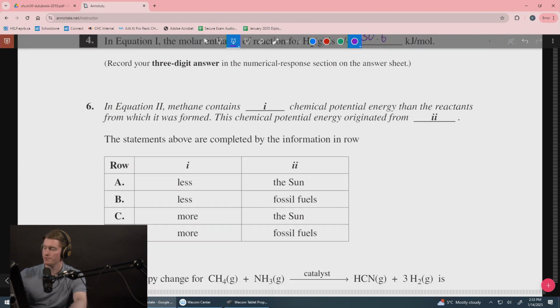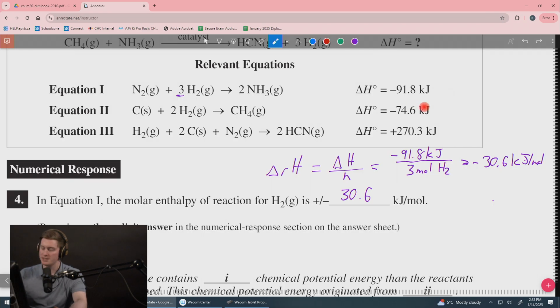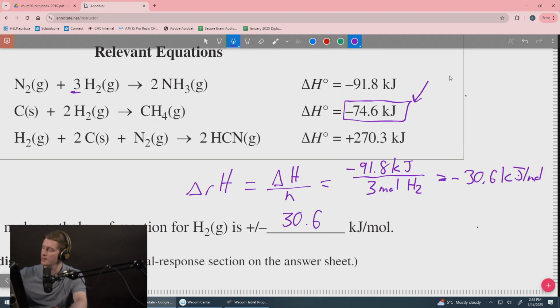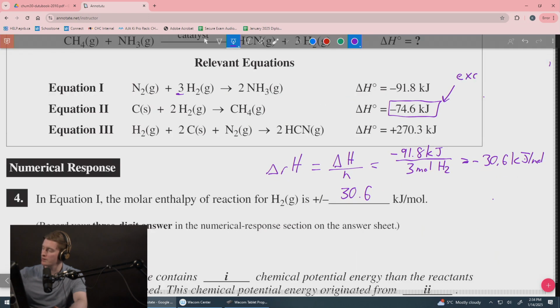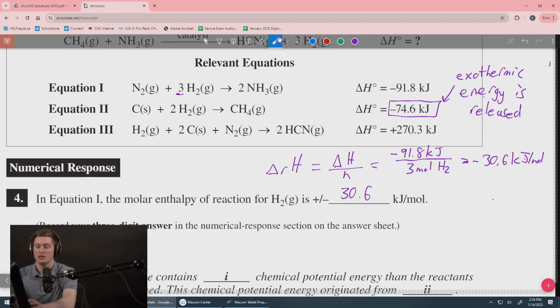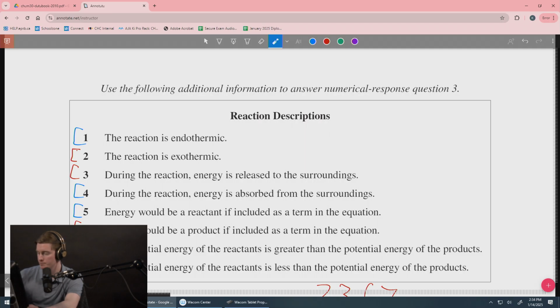In equation 2, methane contains blank chemical potential energy than the reactants from which it was formed. This chemical potential energy originated from what? Okay, let's go up here. What we see here is that it's got a negative sign. Equation number 2, the enthalpy change is negative, which means this is exothermic. Exothermic means that energy is released.